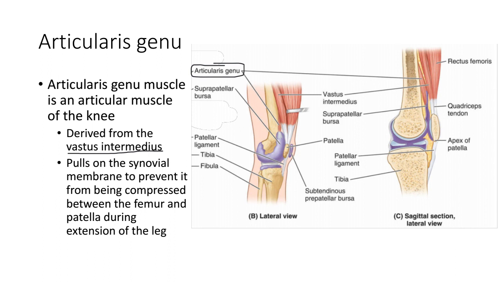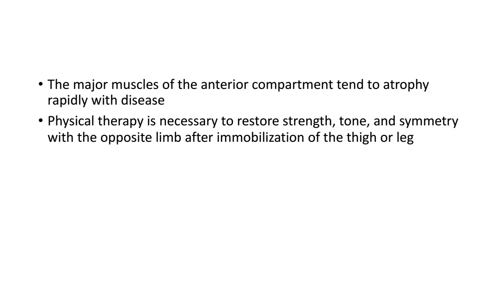The major muscles that I just went over of the anterior compartment tend to atrophy pretty rapidly with disease. So physical therapy is necessary to restore the strength, tone, and symmetry with the opposite limb after immobilizing the thigh or the leg. So after a surgery or after casting where the thigh or the leg has been immobilized, then physical therapy is necessary in order to restore that strength.